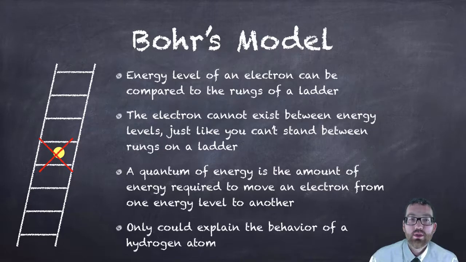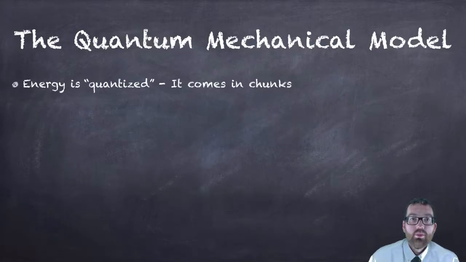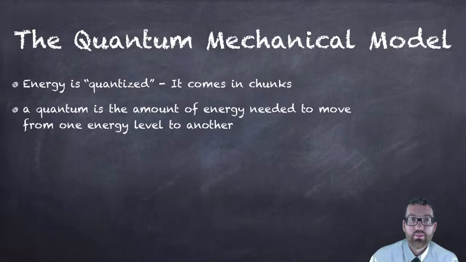Unfortunately, this could only explain the behavior of a hydrogen atom. But it did lead to the development of the quantum mechanical model of the electrons and atoms as we know it today. So the quantum mechanical model says that energy is quantized. It comes in chunks, like Niels Bohr said.